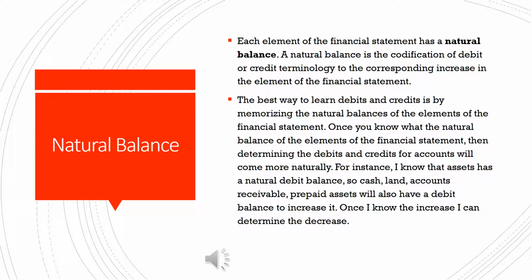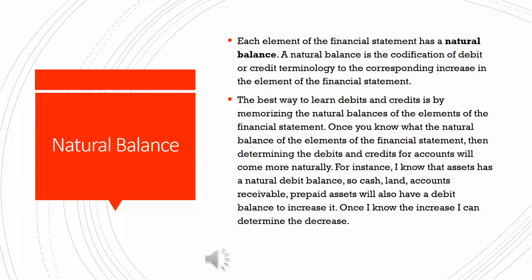So now let's look at another terminology called the natural balance. A natural balance is basically what you have to do to an account to make it increase. For example, if it's an asset account, what do I have to do to make it increase? I have to debit it. So the natural balance of the asset account is a debit.